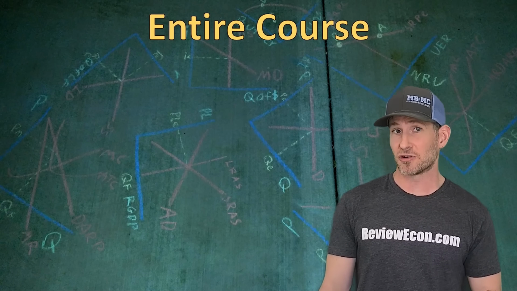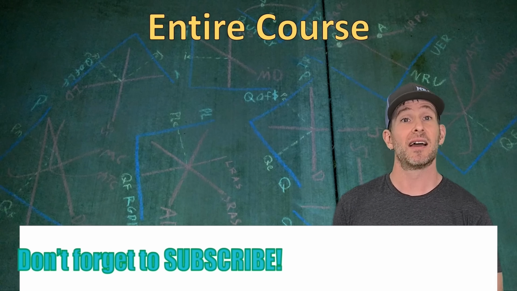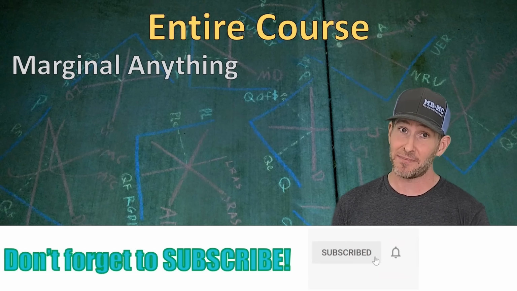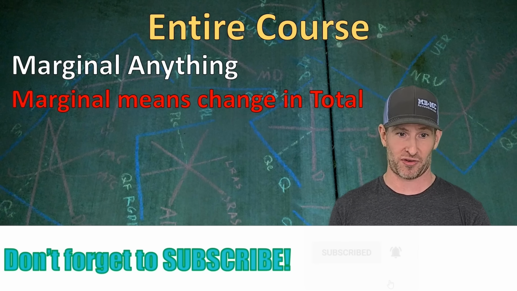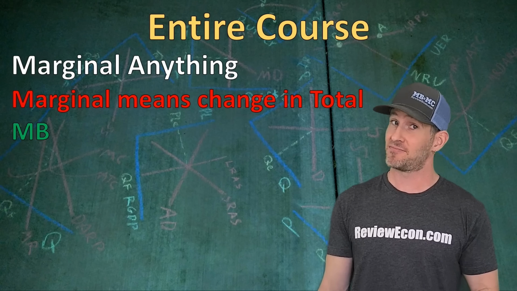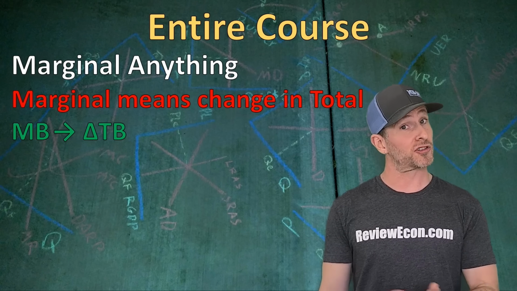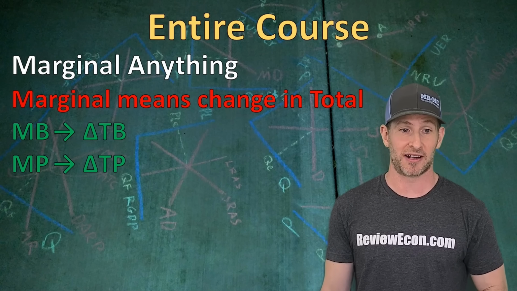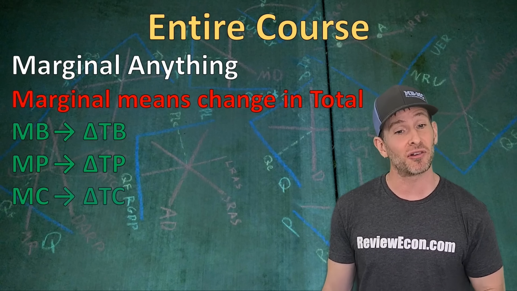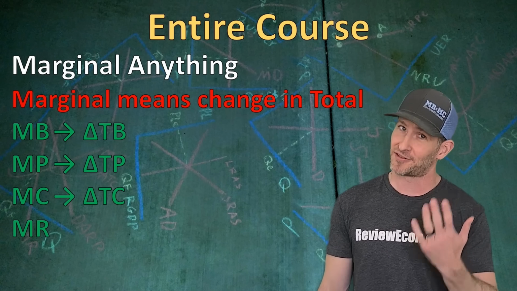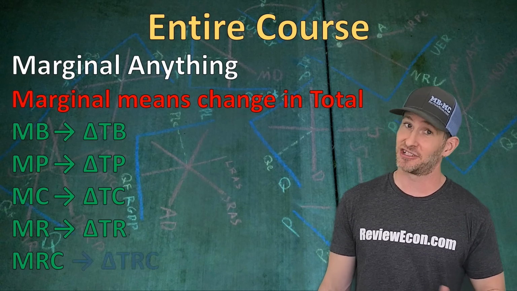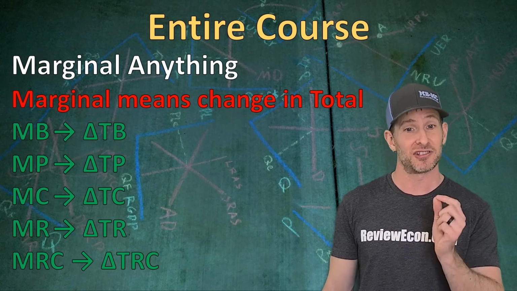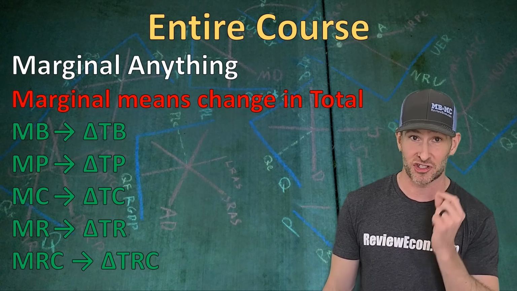First, let's talk about the most repeating concept in this class. Decisions are made at the margin, and that means you need to know what marginal means. Marginal is the change in the total. Whether it's marginal benefit, that's the change in the total benefit. Marginal product is the change in the total product. Marginal cost is the change in total cost. Marginal revenue, of course, is a change in total revenue, and the marginal resource cost is the change in the total resource cost. Just remember that marginal is the change in the total.